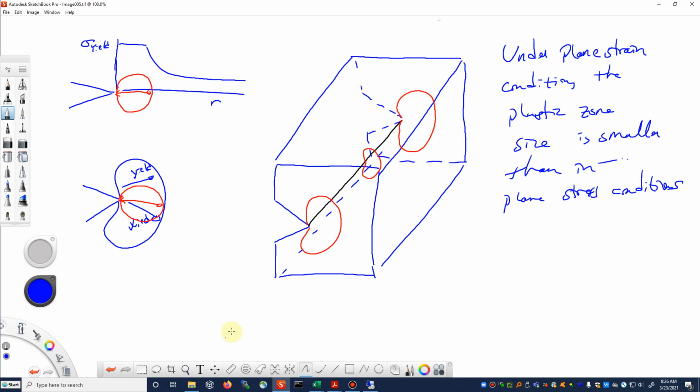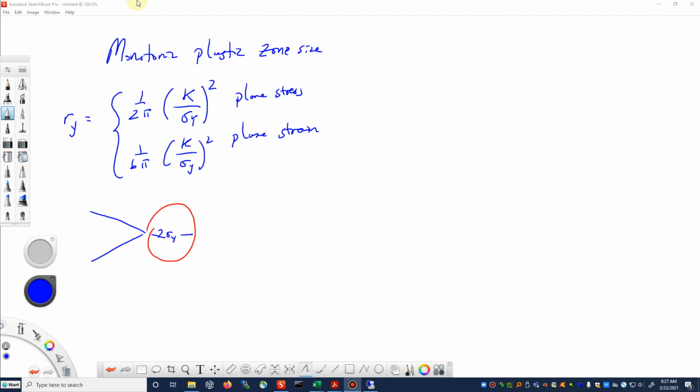Now we can characterize the monotonic plastic zone size. And so I'm going to draw some figures, and I'm going to talk about this value here, 2 sigma yield for this zone size right here. All right, so in monotonic conditions, what I mean by that is you just take your material and you pull on it until something happens, it breaks, or you get significant yielding at your crack tip or whatever happens.